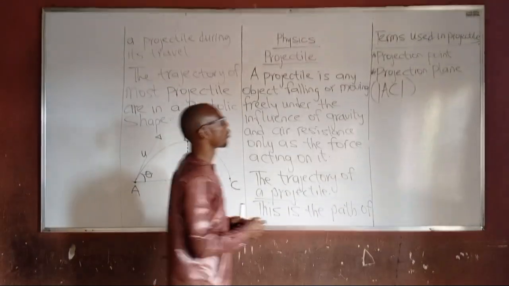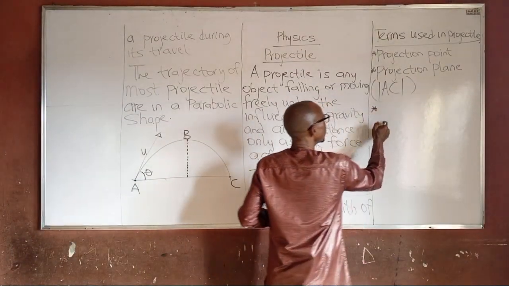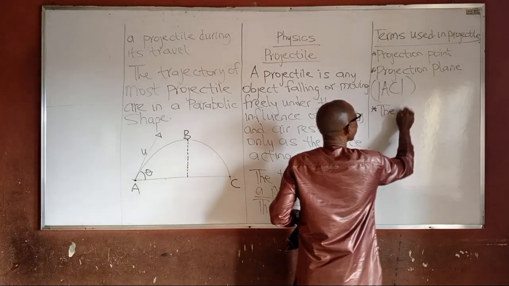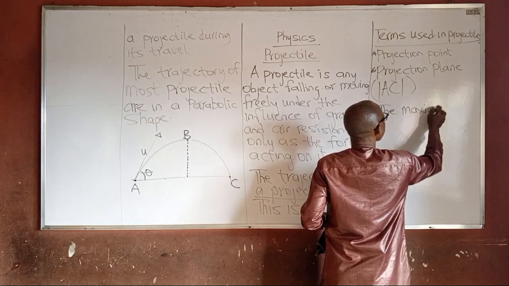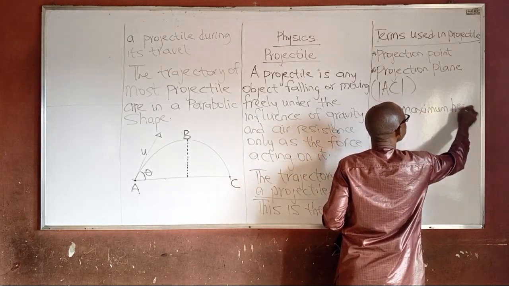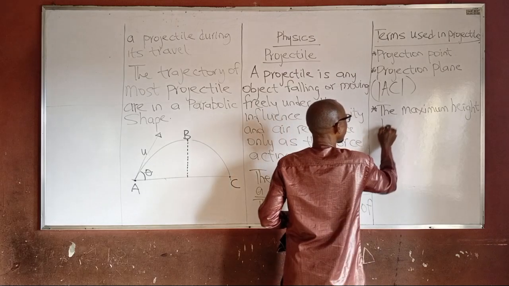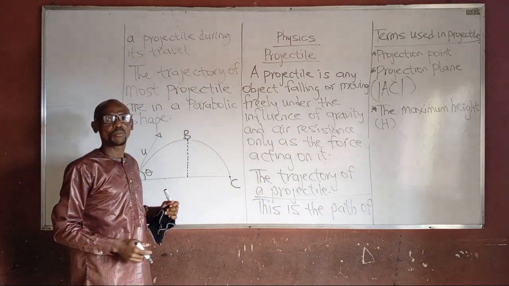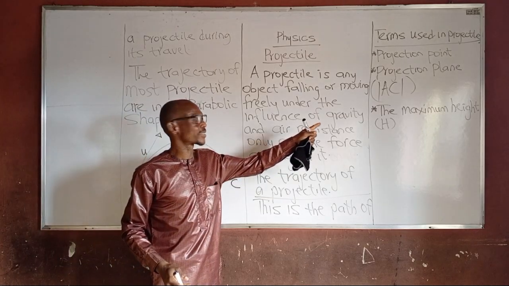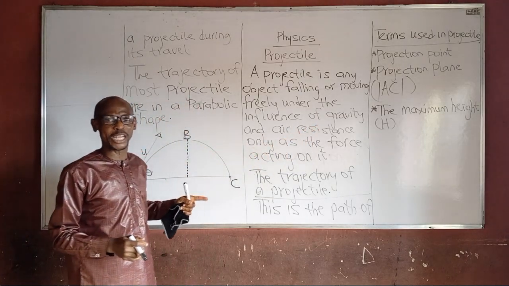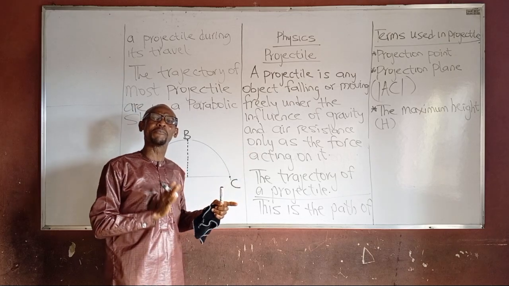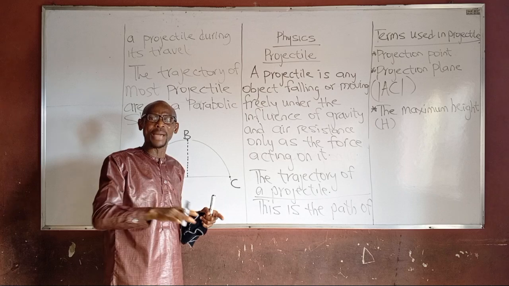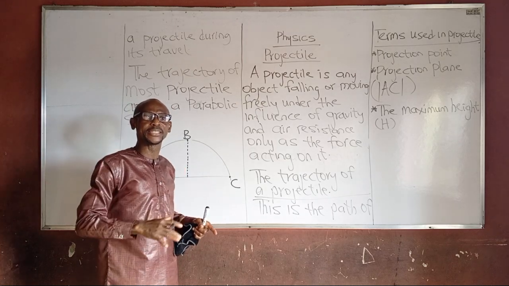I'm going to talk about the maximum height. I want to use capital H to represent the maximum height. Now, what is the maximum height? The maximum height of the projectile is the maximum vertical distance traveled by the projectile measured from the projection plane.